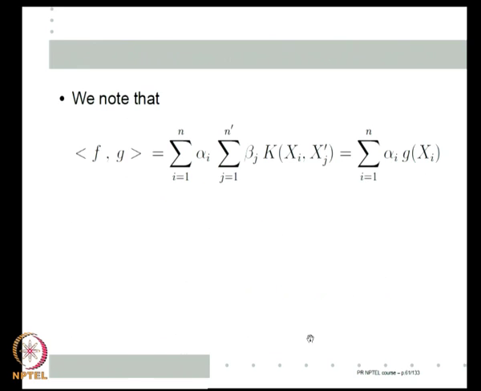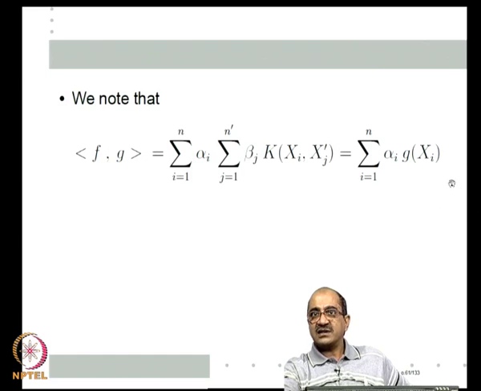So, if I take alpha_i out, what I have is the sum of beta_j k(x_i, x_j prime), which is nothing but g(x_i). So, I can write the inner product as the summation over i equal to 1 to n of alpha_i g(x_i), which means that while it depends on the function g, it does not depend on either beta_j or x_j prime. If g can be written in different ways, it does not matter as long as it is the same function. It only depends on the values of g at x_i. So, if g has a different expansion, it does not matter.